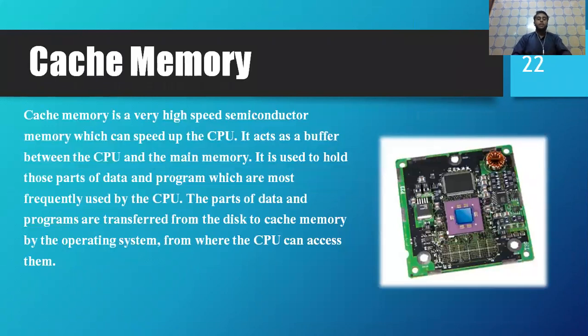Cache memory is a very high speed semiconductor memory which can speed up the CPU. It acts as a buffer between the CPU and the main memory. It is used to hold those parts of data and programs which are most frequently used by the CPU. The parts of data and programs are transferred to the cache memory by the operating system, from where the CPU can access them.